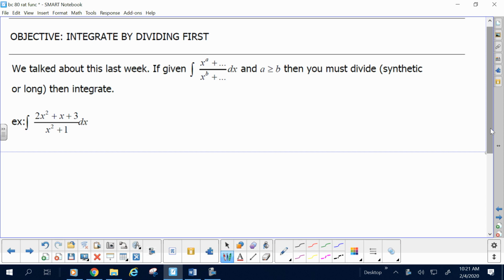Because the power is equal on the top or greater. All right, so I have to divide. Can I synthetically divide here? You cannot. So you will first long divide and then integrate.